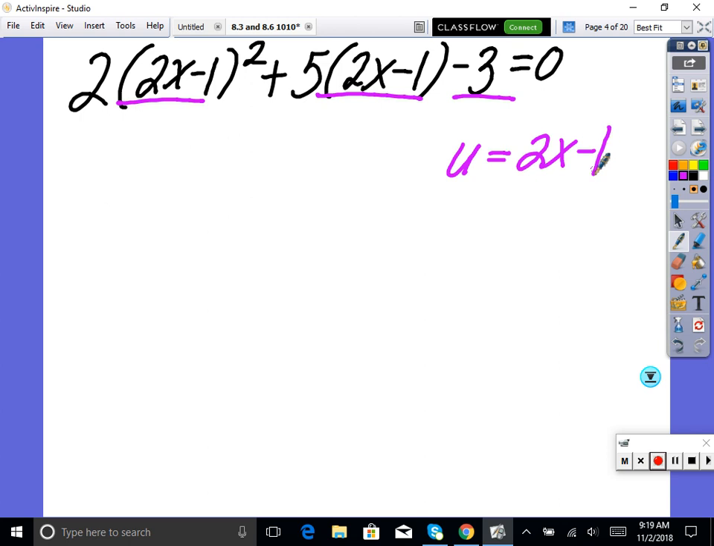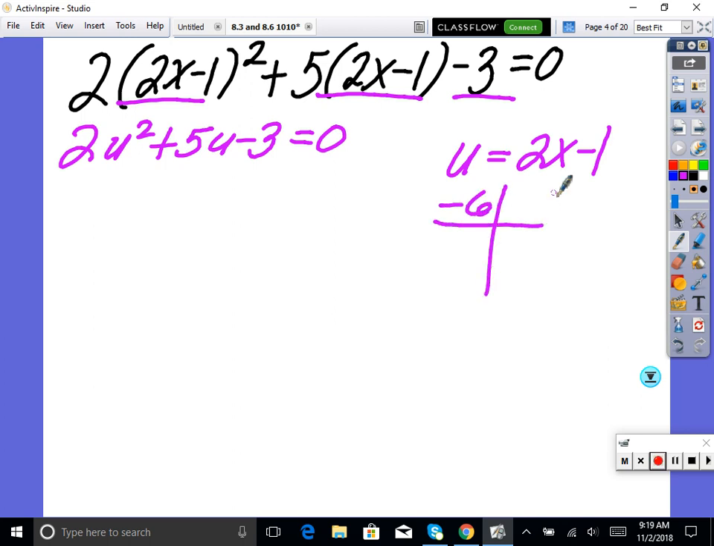2x minus 1. Whatever's going to allow us to rewrite this as a quadratic. So that would make sense. Then we have 2u squared plus 5u minus 3 equals 0. Now we're going to have to long factor. Don't be the one on the test that gets this far and gets the wrong answer because you can't factor correctly. So it multiplies to be negative 6 and adds up to be 5.